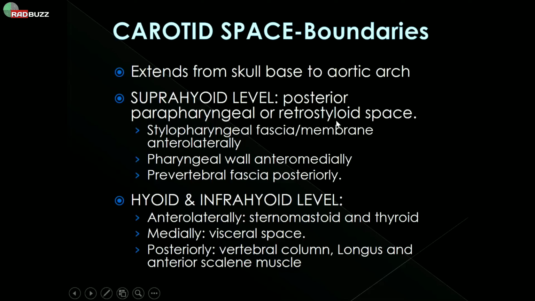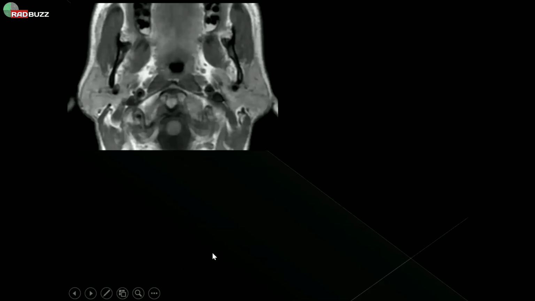It's the posterior pharyngeal or retrostyloid space. At the suprahyoid level, it is posterior to the parapharyngeal space, a little bit more posterior and lateral to it. It has the stylopharyngeal fascia anteriorly, the pharyngeal wall anteromedially, and the pre-vertebral fascia posteriorly. I will show you what it is. At the hyoid and infrahyoid level, there are the sternocleidomastoid and thyroid. There is a visceral space medially, which, as the name tells, contains viscera, and posteriorly the vertebral column, longus and anterior scalene muscles.